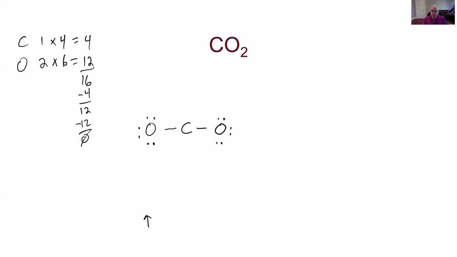My carbon in the middle has only 2 bonds right now, right? So it's only got 4 electrons around it. That's not enough. So I'm going to say, how can I get more electrons to count for the carbon without taking them away from the oxygen?